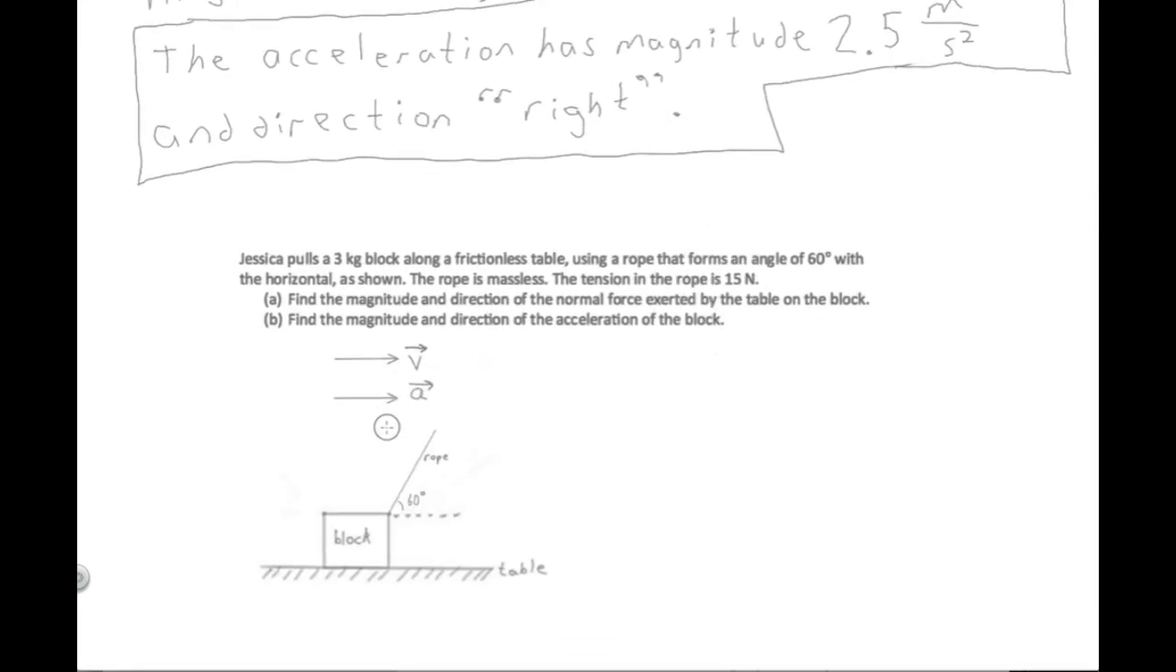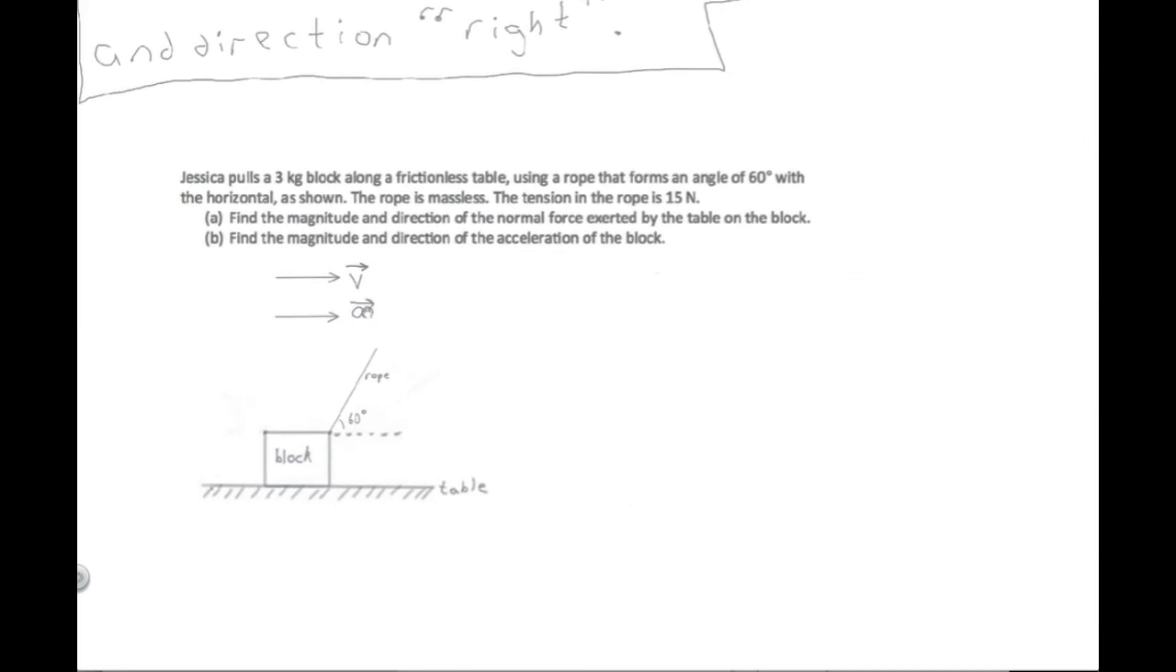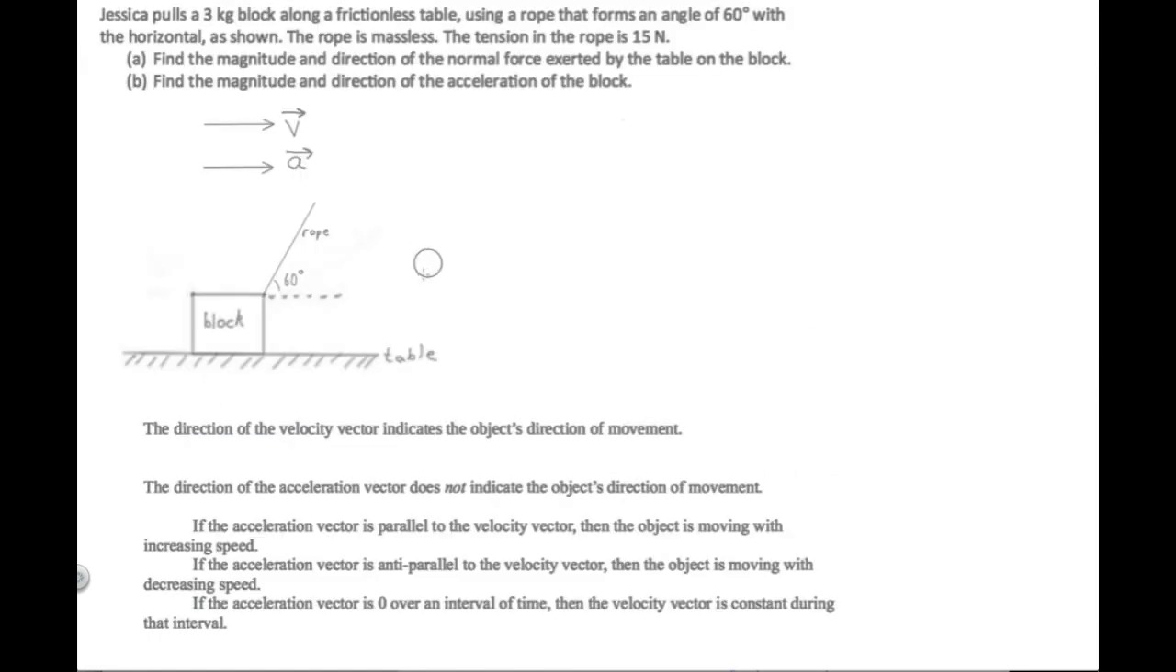And we should ask now whether it makes sense that the velocity and acceleration are pointing to the right on this problem. How do you interpret this? If the velocity is to the right and the acceleration is to the right, how do you interpret that data? Remember that velocity and acceleration are difficult and subtle concepts to interpret, so we want to make sure we're using the correct rules. The direction of the velocity vector indicates the object's direction of motion. Since the velocity is pointing to the right, we know the block is moving to the right. Now, the acceleration is a subtle concept. The direction of the acceleration does not indicate the object's direction of motion.